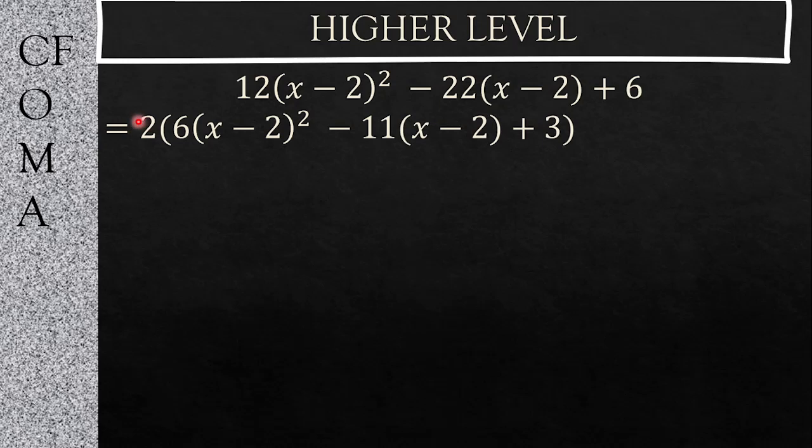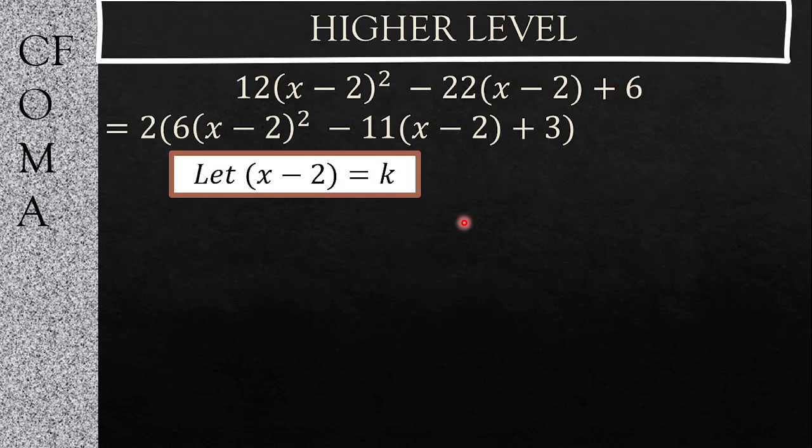So if you look at what's happening with my brackets, the 2 just popped on the outside there, and we just divided the 12 by 2, which gave me 6. The 22 by 2, which gave me 11, and the 6 by 2, which gave me 3. Okay. Now, to make my life easier, I'm going to say let x minus 2 be equal to k. So if you're going to use this method, you actually need to physically write down let x minus 2 equal to k, so whoever's marking your work knows what you are doing. You're not just pulling k out of nowhere. You are saying x minus 2 is equal to k. Let me change that. And then you've got something that looks like this.